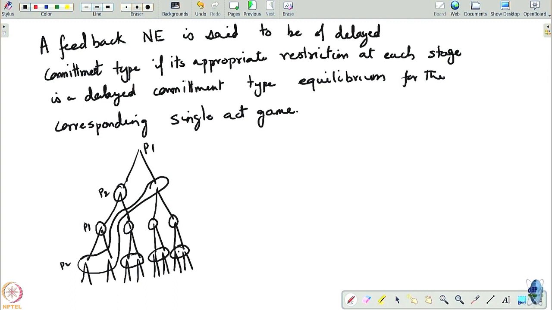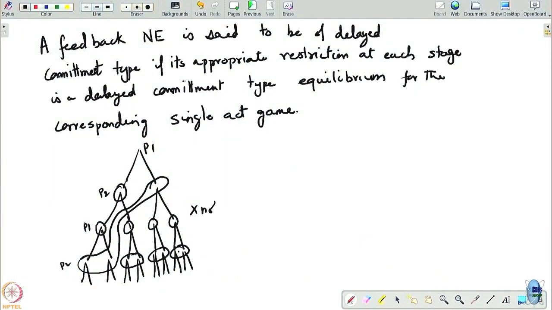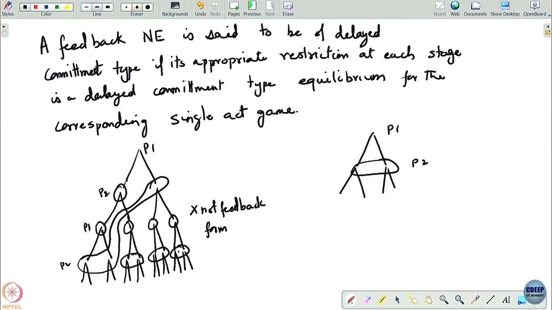You can see that you cannot divide this into stages where each player is playing once and yet have information sets not going across stages. That's not possible. So this is not in feedback form. Not feedback form, it's not even stage wise form. So let's see, is this allowed? So player 1, player 2, not stage wise.